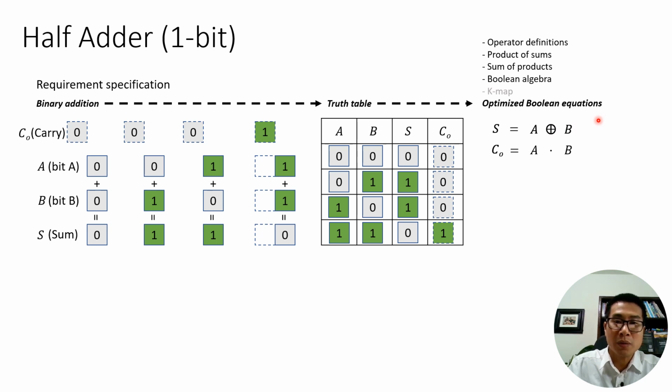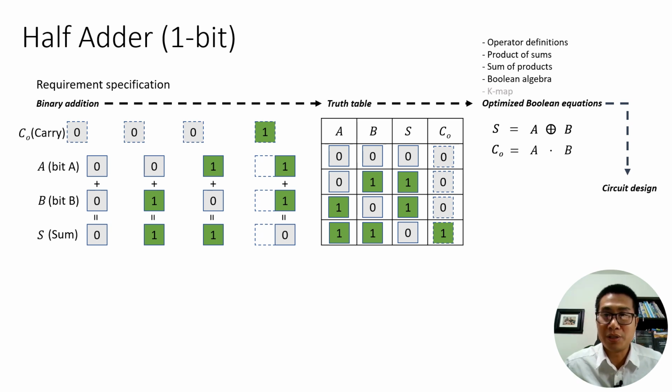Very similarly, we'll see C is the output and A and B are the inputs, and C is true only when A and B are both true. This is the definition of the AND operator. That's why we convert it to AND over here. Okay? And these two are minimal already. We cannot simplify them anymore. So we are ready to do the circuit design, or wire our circuit.